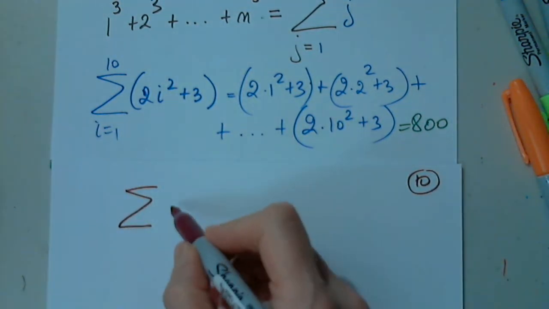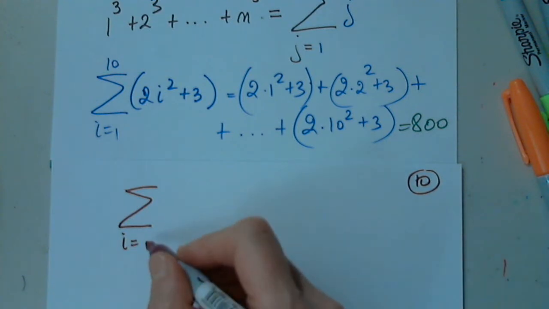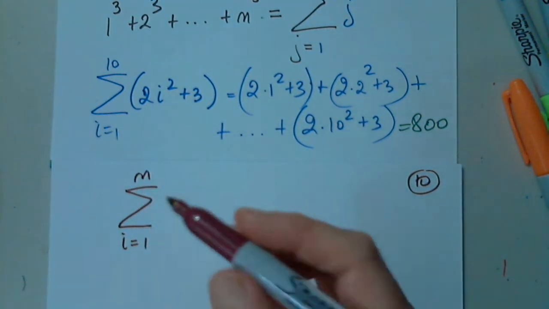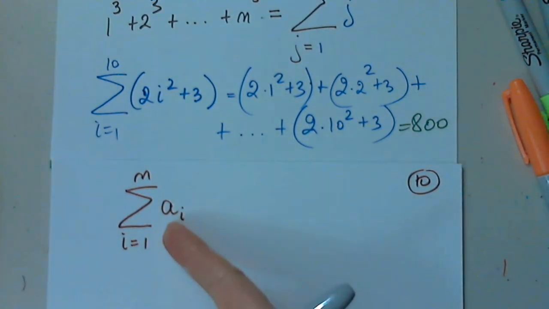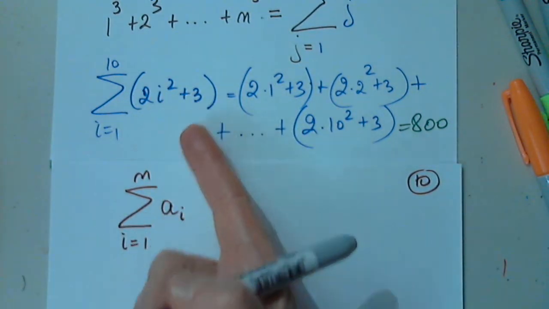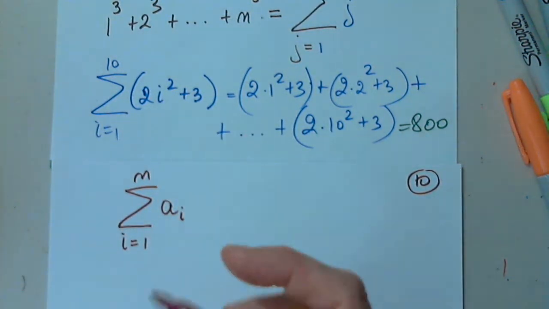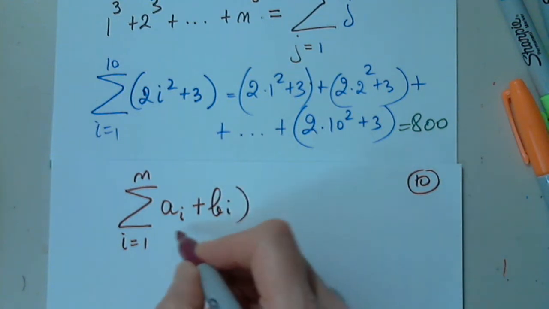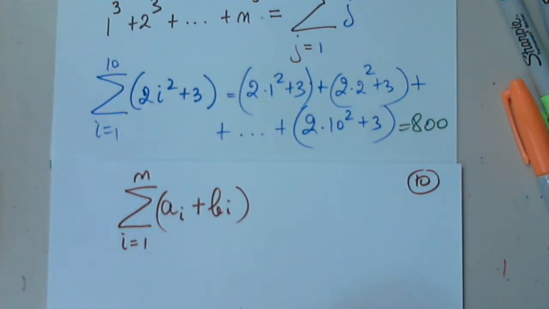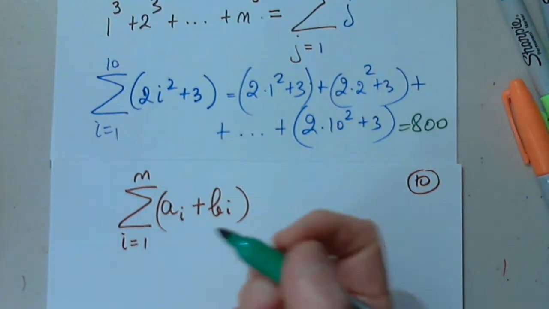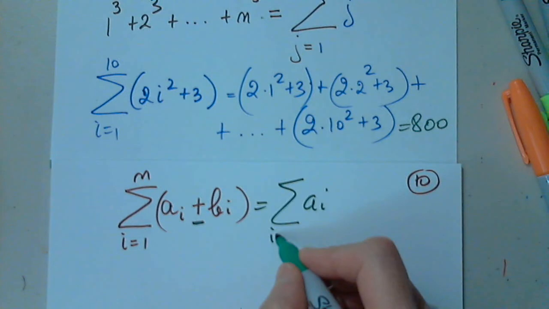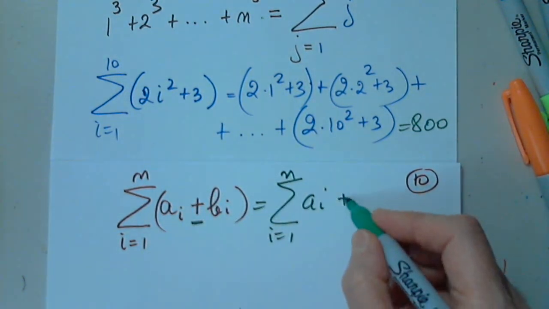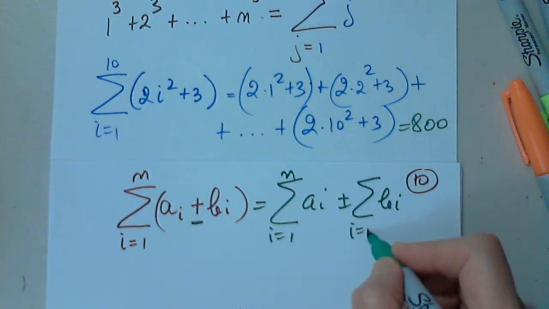The sum from i equals 1 to n, as an example, of a_i, the generic term. It could be i squared, it could be 2i squared plus 3, it could be anything you want. Plus b_i, another term that has i in it. I'm going to also put minus here. Then the answer must be the sum of a_i from i equals 1 through n plus or minus the sum of b_i from i equals 1 through n.